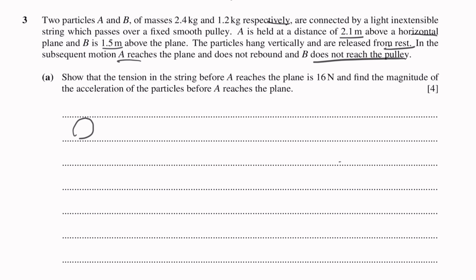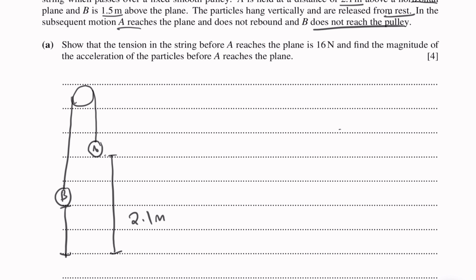Okay, so let me just go ahead and do a quick sketch. We have particle A, which is 2.1 meters above the ground, and particle B. So this is particle A and this is particle B. Particle A happens to be 2.1 meters above the ground. Meanwhile, particle B is going to be only 1.5 meters above the ground. When particle A is going to fall through the distance, B is going to rise a distance of 2.1 above the 1.5. It's already above the ground.